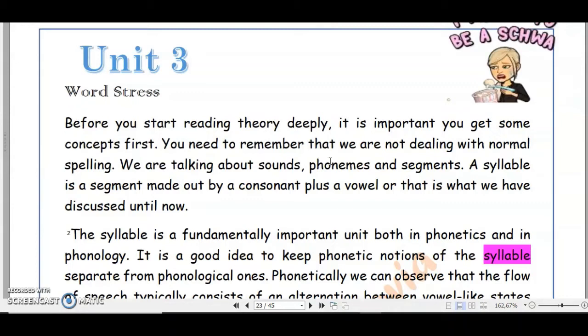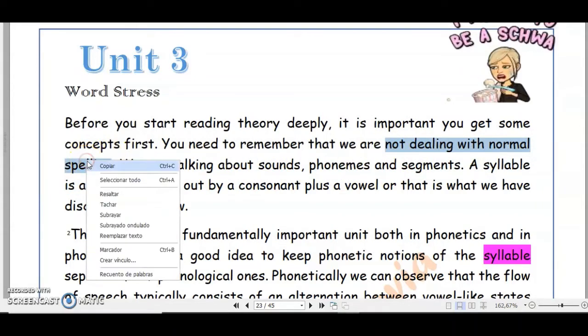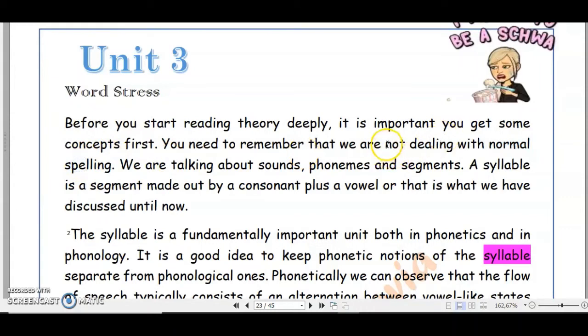Here in the introduction you will see that I pointed out that we are not going to talk about letters. We are not dealing with the case of normal spelling. Okay? We are not dealing with letters in general. Let me mark that because we are not dealing with normal spelling. We are talking about sounds, phonemes, and segments.